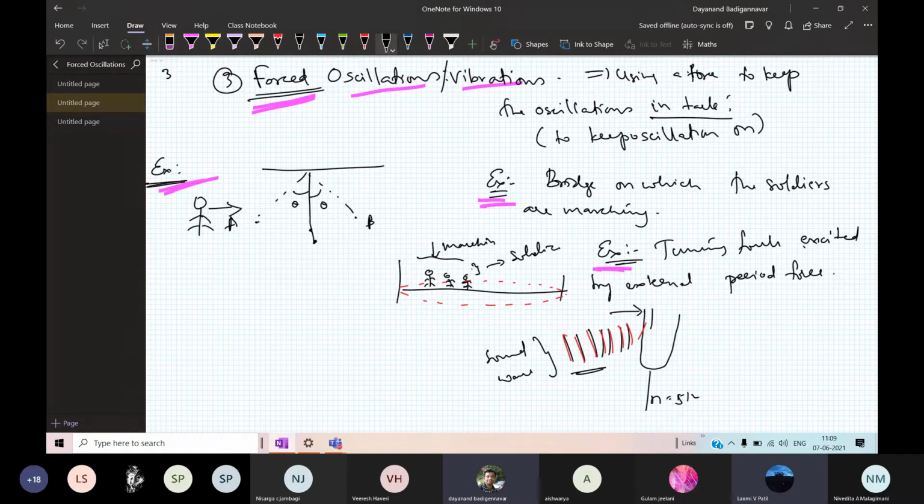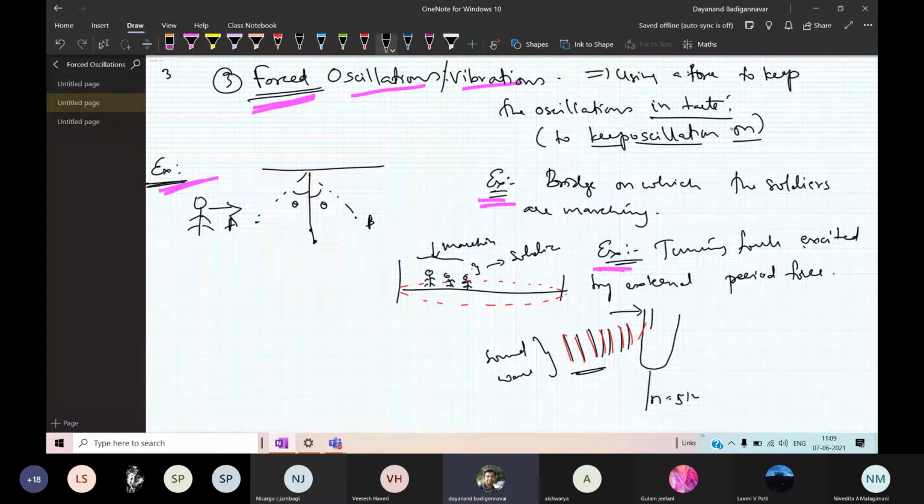Oscillation intact, tact. Intact means oscillations are keeping. To keep oscillations on means continuous.